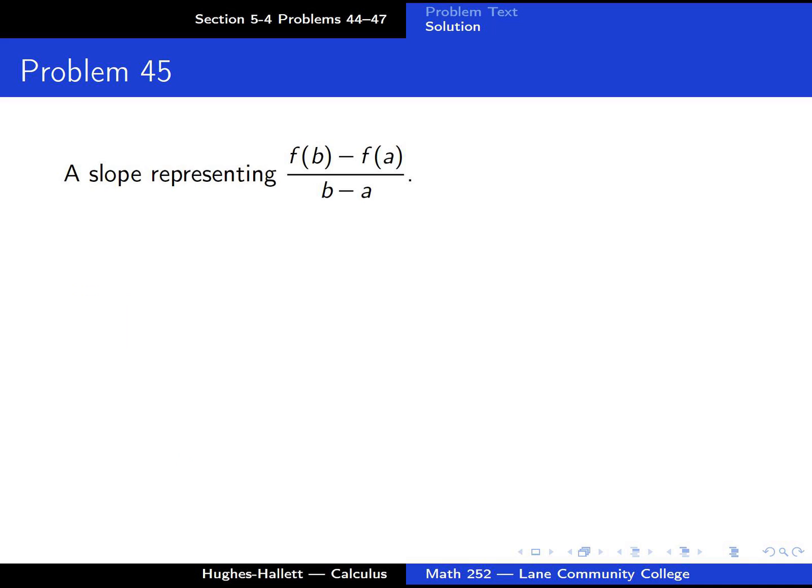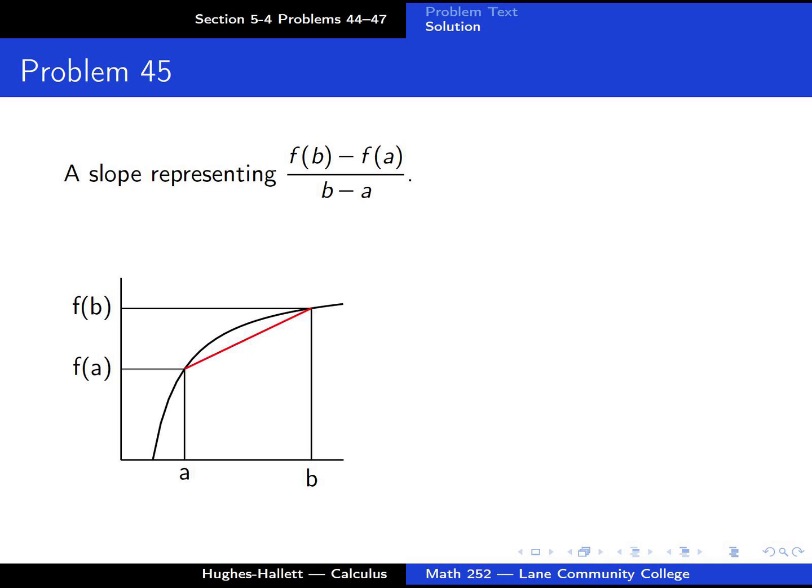In 45, we're supposed to find a slope that represents this difference quotient, where we have f of b minus f of a over b minus a. Here I've drawn the red line that has that slope. If you go to calculate its slope, the change in y between the two endpoints is f of b minus f of a, and the change in x is b minus a. The slope of that line is represented exactly by the formula in the problem. So that's what we're looking for in 45.